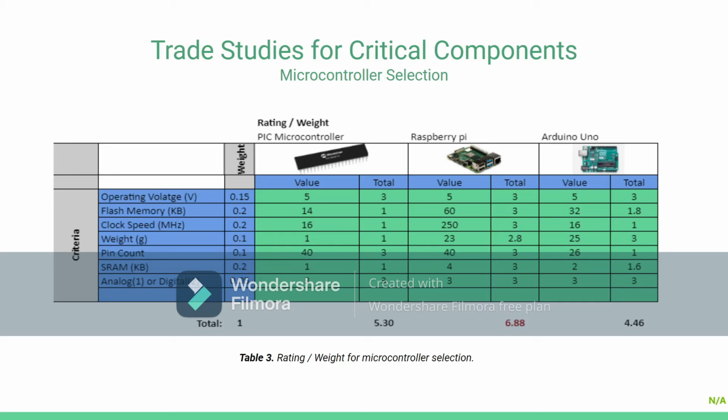For the microcontroller selection, we decided to go with the PIC controller, a Raspberry Pi, and an Arduino Uno. And we listed seven specifications: the operating voltage, the flash memory, clock speed, weight, pin count, RAM, and 1 for analog or 2 for digital. And after applying the weights, we can conclude that the best fit for this project is the Raspberry Pi.